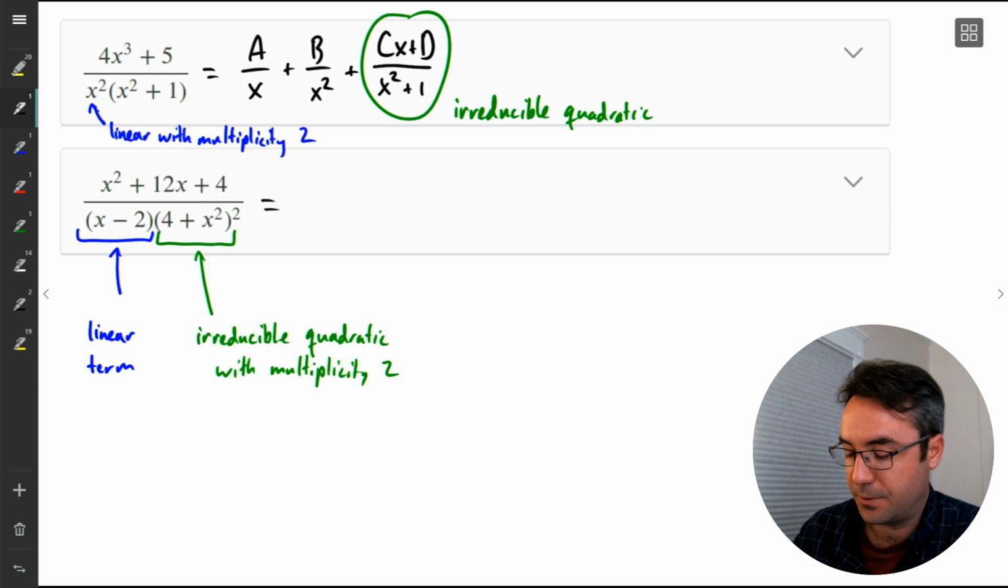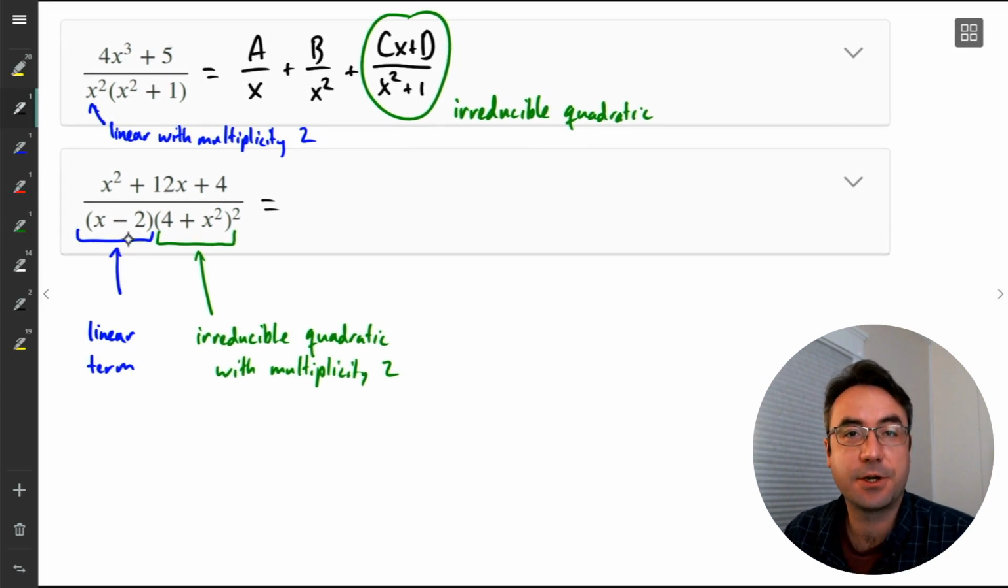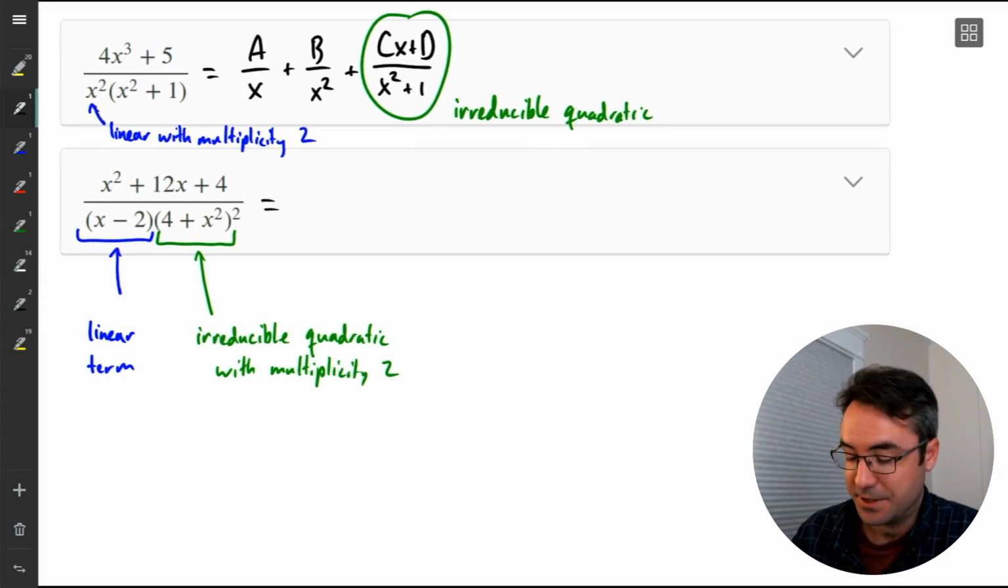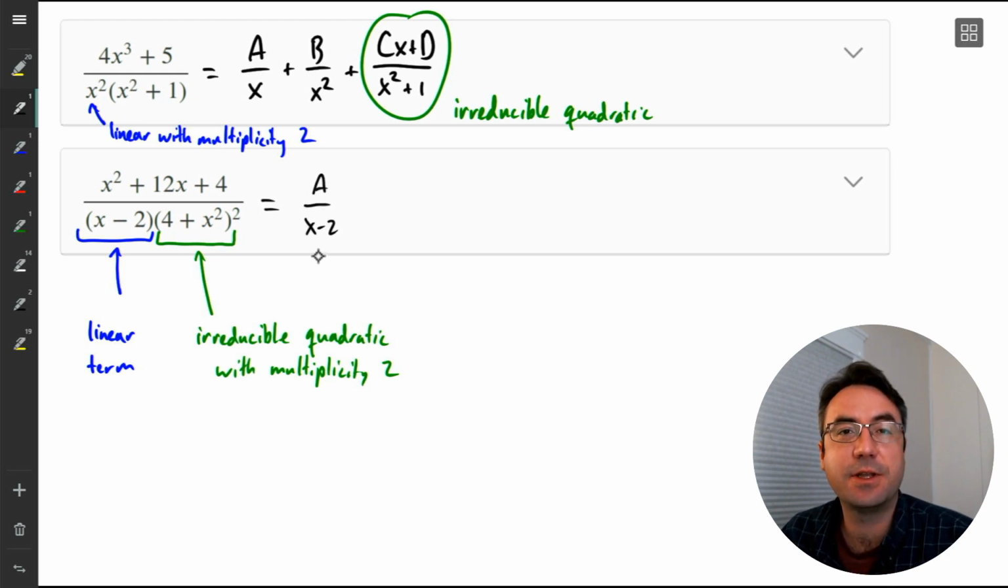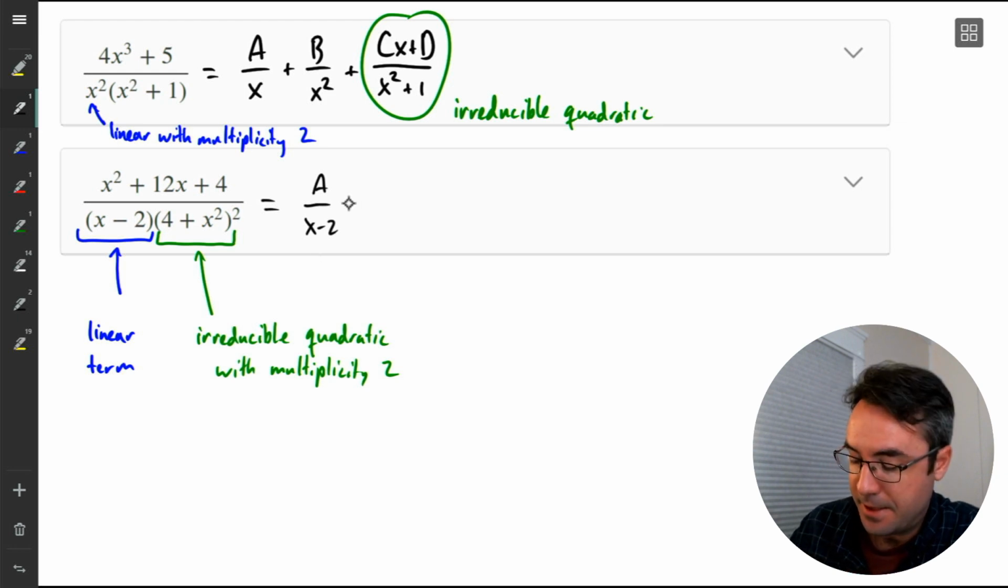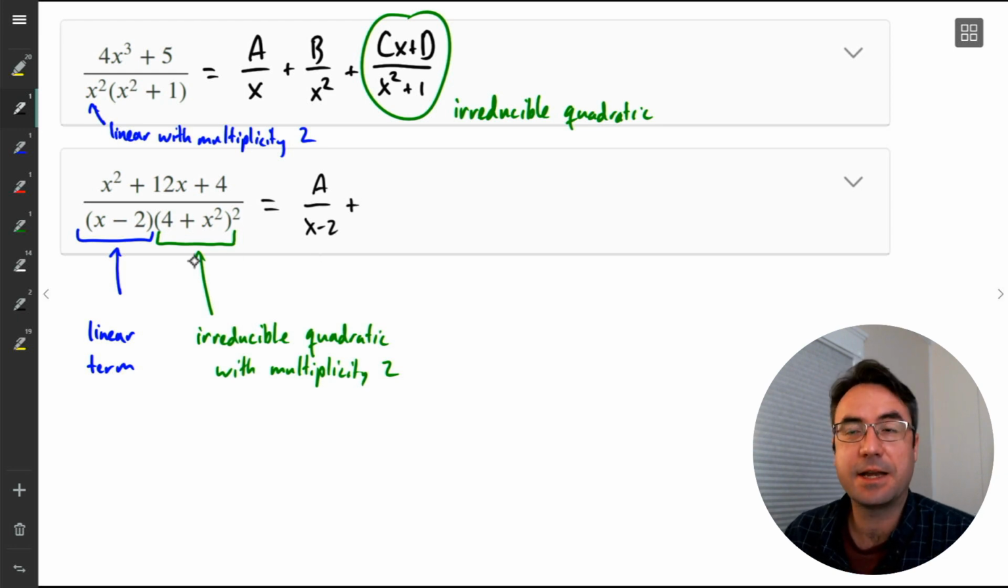All right, so how is this going to work? Well, let's start with our linear term. So that's the easier one. So we know how that works. It's going to get its own fraction. We'll put constant a in the numerator and then just our linear term in the denominator. And then we'll go on to our next factor.